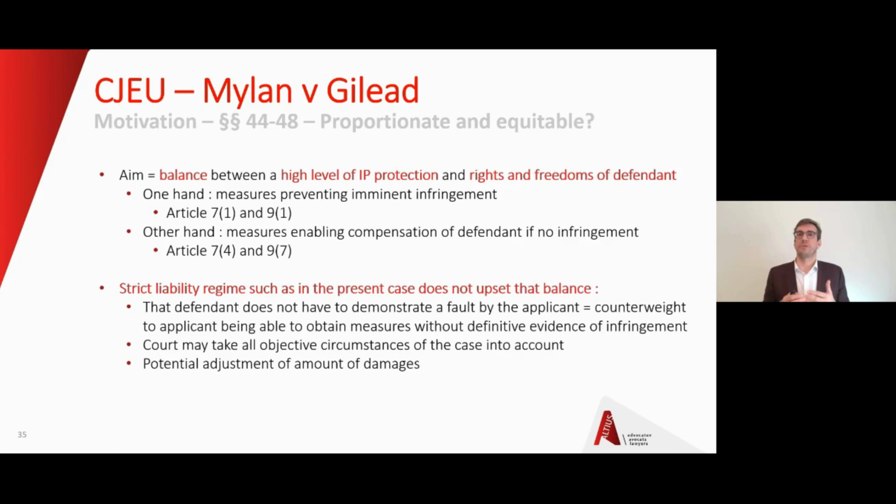So if you have a strict liability regime, such as in this particular case, and it refers a number of times back to the particular strict liability regime under Finnish law, the court concludes that the fact that the defendant does not have to demonstrate a fault by the applicant is a counterweight to the fact that the applicant can obtain PI measures without final evidence, final conclusions on infringement and or the validity of the patent. And in this particular case, the court may further take into account all the objective circumstances to the case, including the defendant's conduct, and potentially adjust the amount of damages. So that ensures that a balance is preserved.